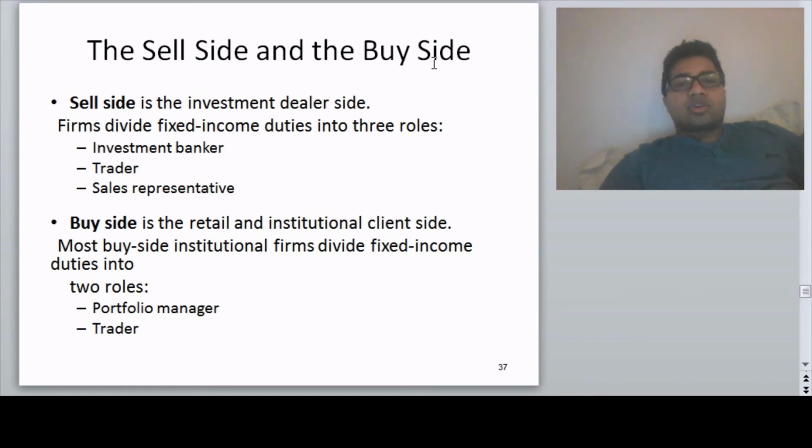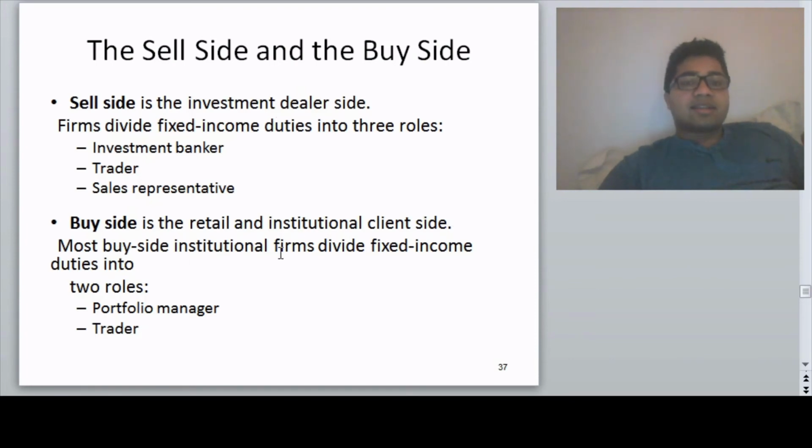Then there are two sides to a fixed income trading house, the sell side and the buy side. So the sell side is the investment dealer side. Firms divide fixed income duties into three roles: investment bankers, traders and sales representatives. So sell side means they help to sell a company's fixed income. So if I am a company issuing fixed income, I'll contact a sell side firm to sell my offerings. So they help the issuer. Buy side is the retail and institutional client side, so they help the buyer.